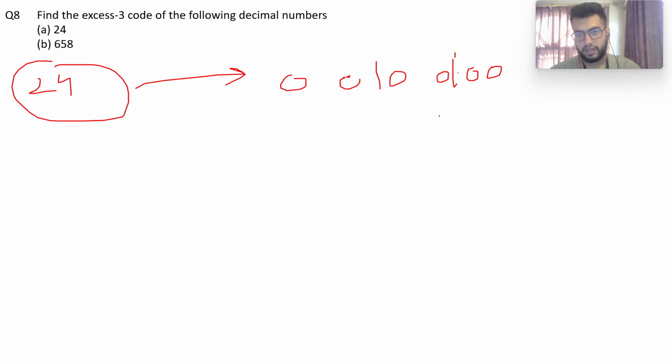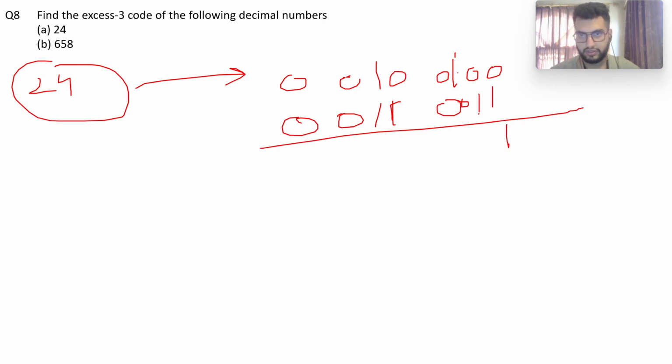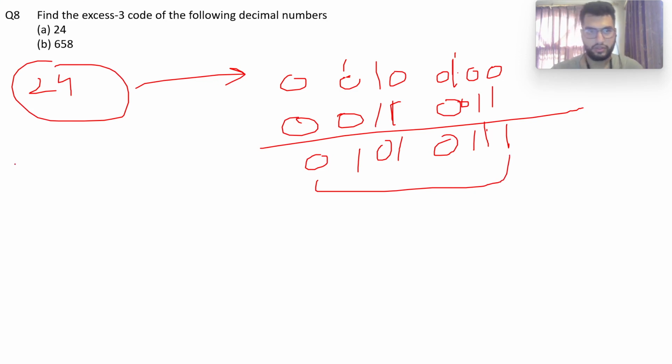And you add 3 to both of them, 0011. So what you will have is 1 plus 1 is 2, so it will be 0 with a carry 1, then 1 0 1. So this is the excess-3 representation of 24.